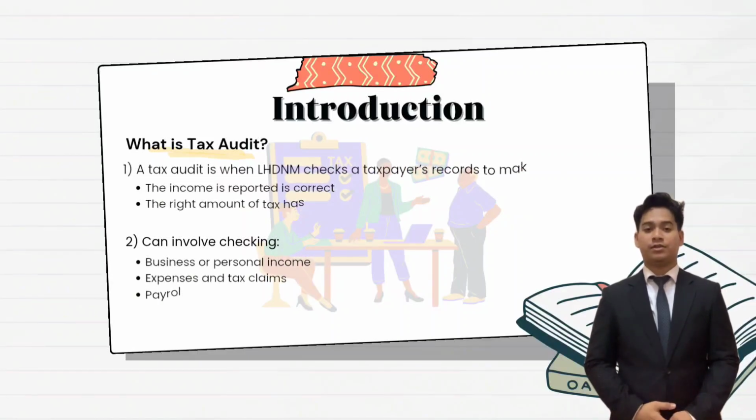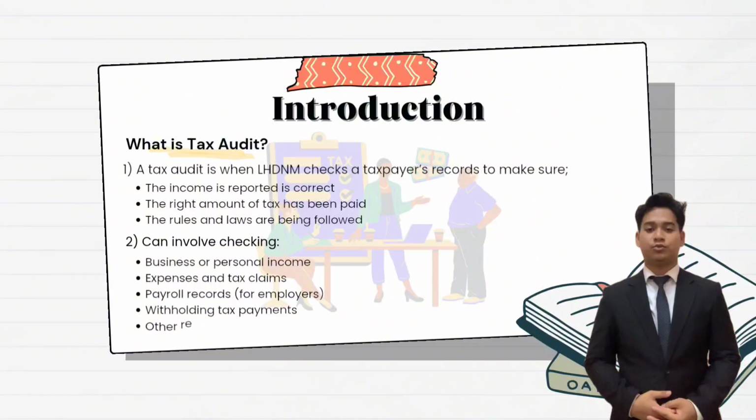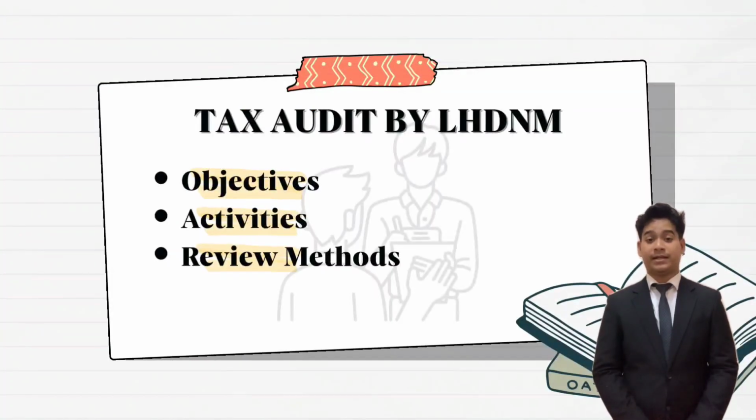Today we would like to talk about tax audit. So what is tax audit? Tax audit is when LHDNM checks the taxpayer's records to make sure the income reported is correct, the right amount of tax has been paid, and the rules and laws are being followed. Second, it can involve checking business or personal income, expenses and tax claims, payroll records for employers, withholding tax payments, and other related documents. Tax audit by LHDNM.